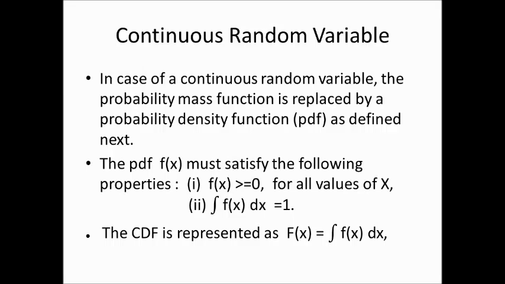The cumulative distribution function is given by the area under the curve from the lower bound up to a specific value of interest. So if I want to find F of k, where F is the CDF, then I have to take the integral of the PDF from the lower bound of the random variable to k. The area under the curve from the lower bound up to that specific value of k represents the probability that the random variable takes values less than or equal to k. And that's the basic definition of a CDF.